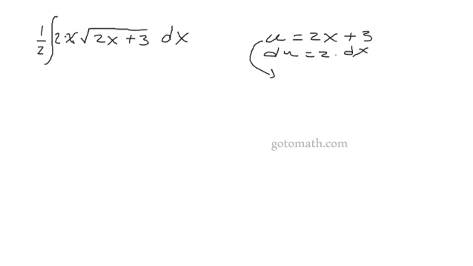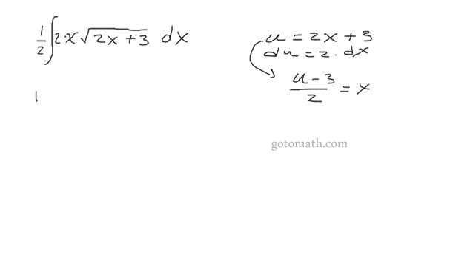But what about this x here? We've got to do something with that, and like we did in the previous problem, I'm going to take this equation up here and solve for x. So we have u minus 3 over 2 will be our x. So we just solved for x in this equation. Okay, and now we can substitute that x.